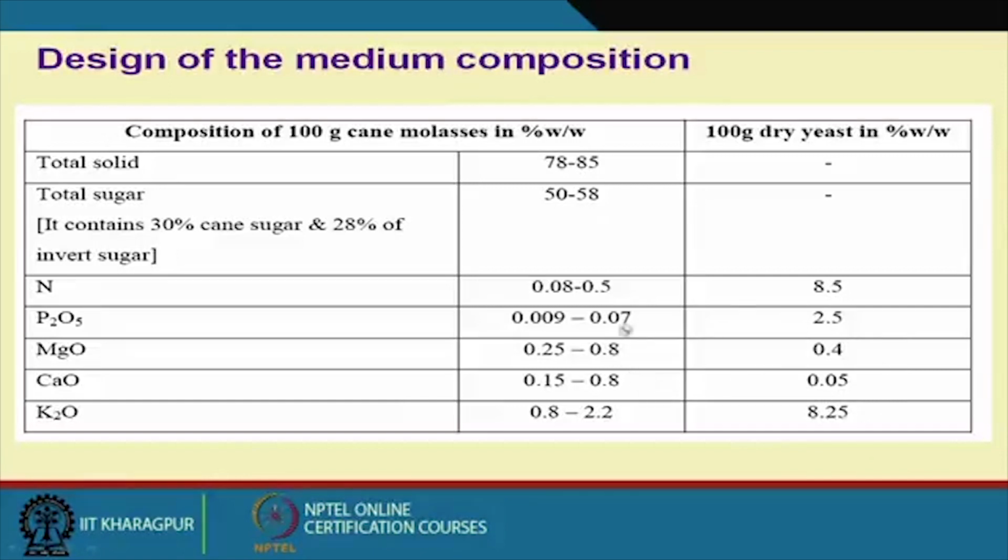Apparently, two things are quite low in the cane molasses. One is nitrogen content. If you compare the nitrogen content in the yeast cells with that in the cane molasses, it is quite less, and phosphorus content is also significantly less, while the other components are more or less the same. Sometimes we also find the magnesium oxide a little bit less than what is required by the yeast cells.